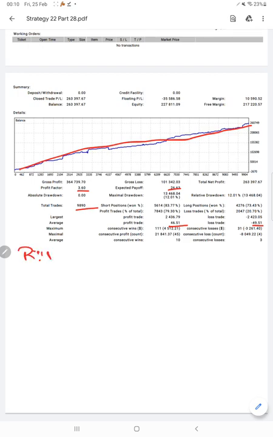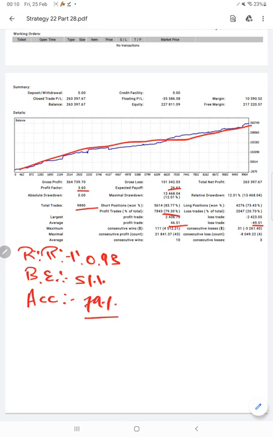Which means the risk reward ratio will be 1:2.93, and the break even point is 51%. Comparing with the current account accuracy, which is 79%, we can say we are almost up by 28% than the requirement.